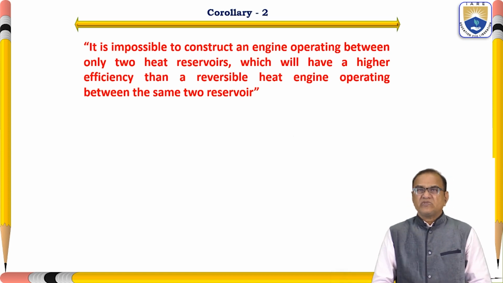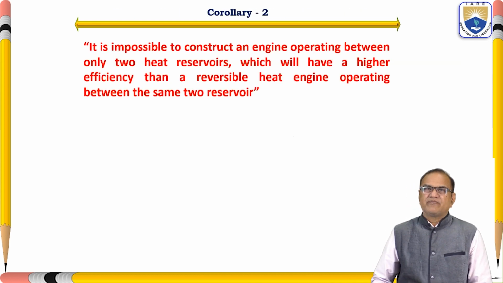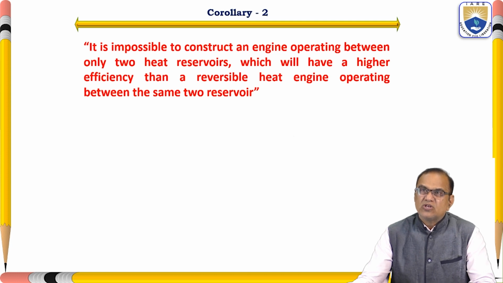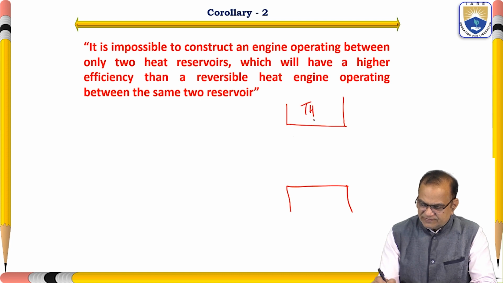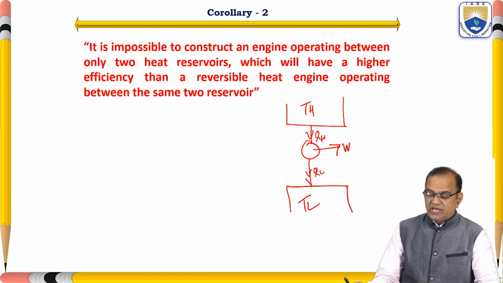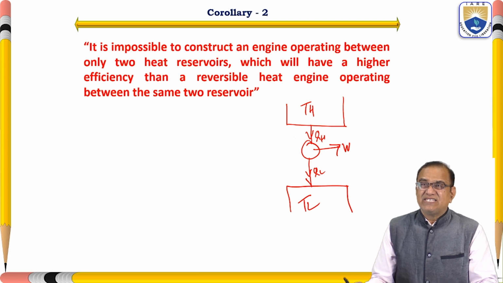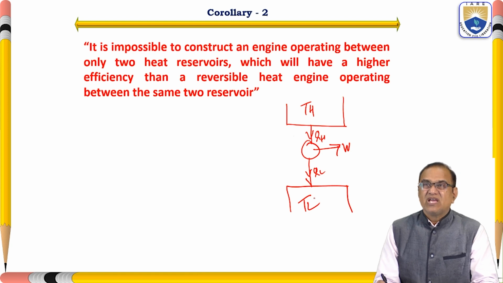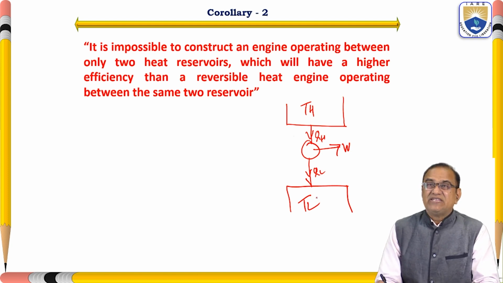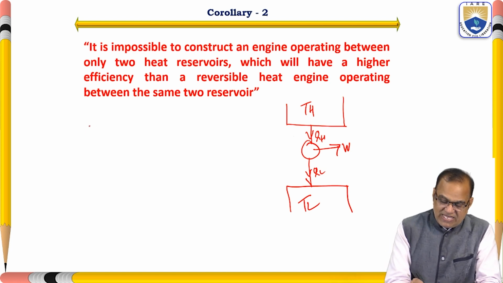So if any engine is operating in a cyclic process, the best efficiency which we can get from any engine between TH and TL, with QH, QL, and work out. Okay, so it is telling that it is impossible to construct an engine operating between two heat reservoirs, the H and the L, which will have a higher efficiency than a reversible heat engine operating between the same temperatures.